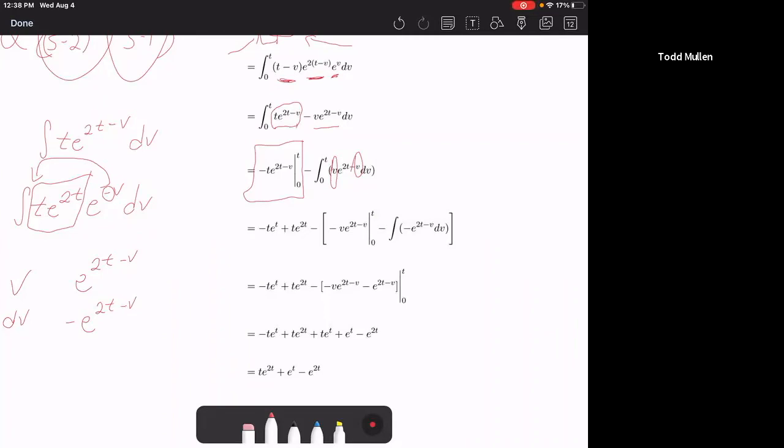So when we plug those values in using our integration by parts formula, we're going to get negative v e to the 2t minus v evaluated from 0 to t, minus the integral of this right here, negative e to the 2t minus v dv. So when we calculate that integral, again, all that happens is the negative comes out front because that e to the 2t is just a factor. So this is now what we are going to evaluate from 0 to t.